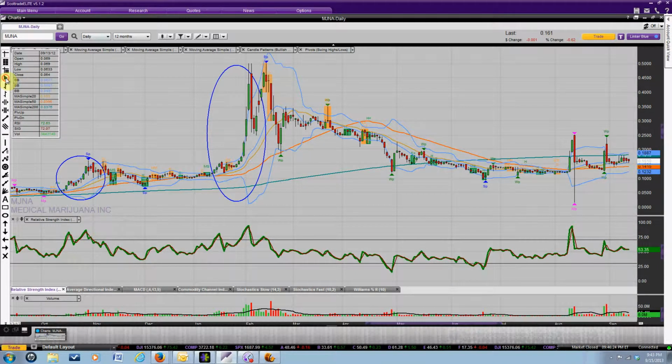The RSI is one of the most highly rated indicators for professional traders, and I think it needs to be in your arsenal of trading tools that you use.